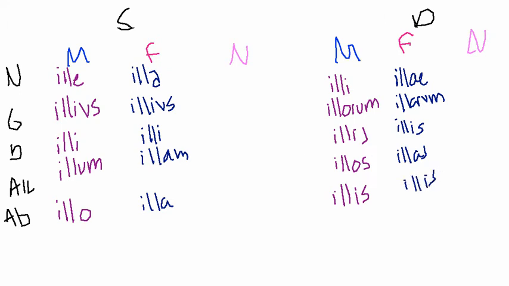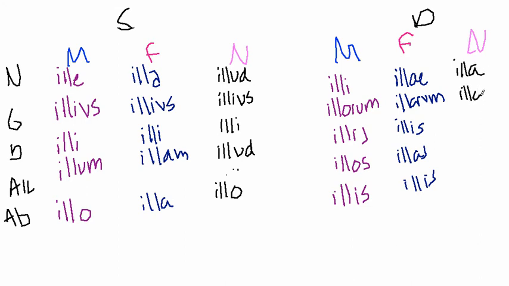And finally, for our neuter, it is illud, illius, illi, illud. Oh, that's a little bit too high. And it is illo. And for the plural, it's illa, illorum, with an M, and illis, illa, illis.